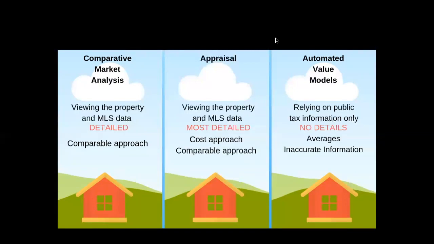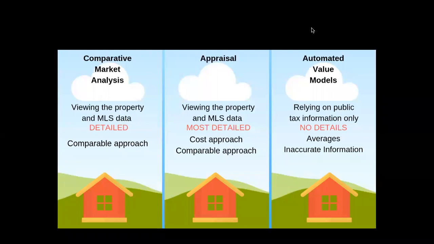A CMA is viewing the property and using MLS data. It is a very detailed approach. They use the comparable approach, which is comparing one property to another. An appraisal is again done by viewing the property using the detailed data from MLS. It is more detailed than a CMA. There are usually two different approaches that are done. One is the cost approach, and the other is the comparable approach. An automated value model, all they do is rely on public tax information. There's no details, and it's all averages, and most of the time the information is inaccurate.